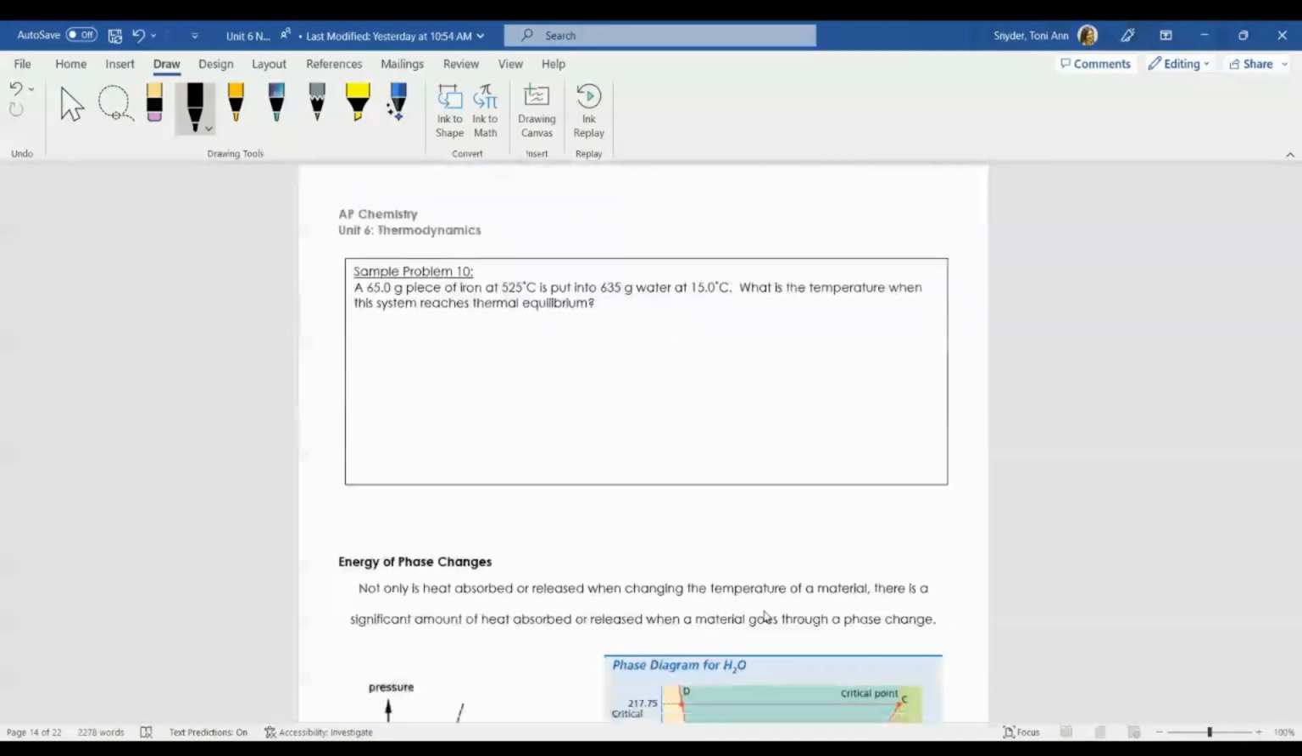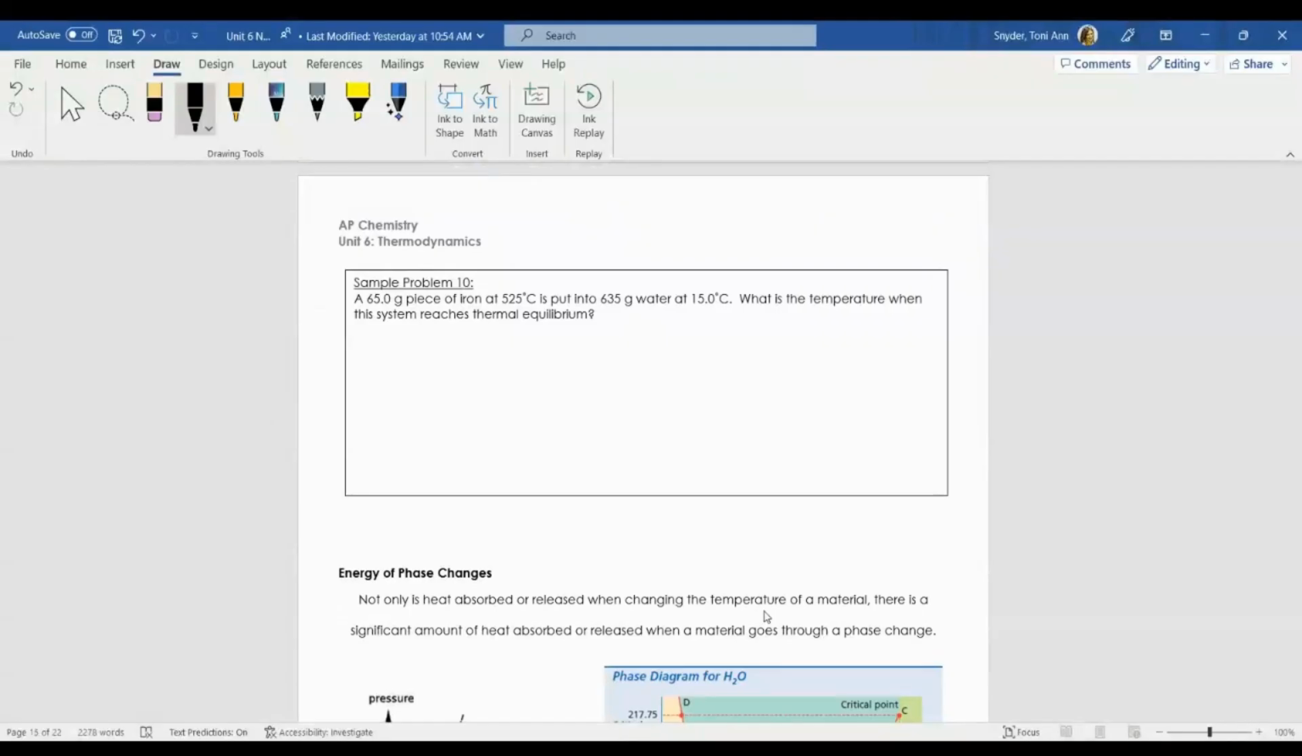Let's do one more sample problem together. A 65-gram piece of iron at 525 degrees is put into 635 grams of water at 15 degrees, positive 15. What is the temperature when the system reaches thermal equilibrium? So what we're going to do is consider what's losing heat and what is gaining heat.